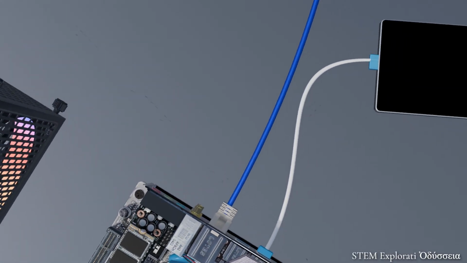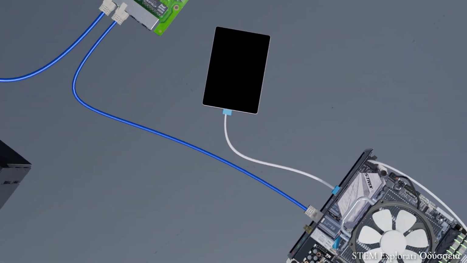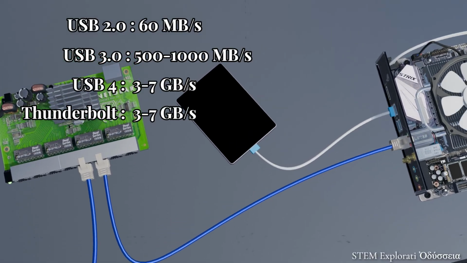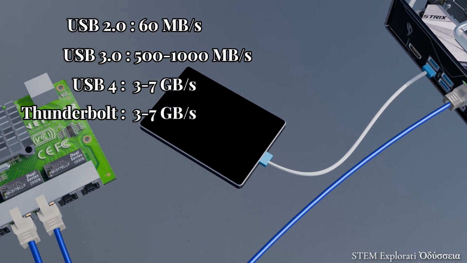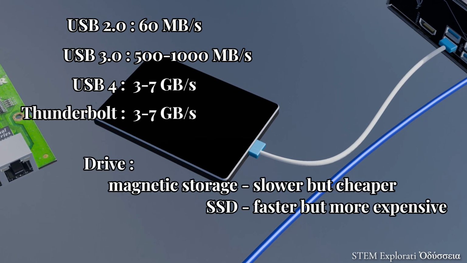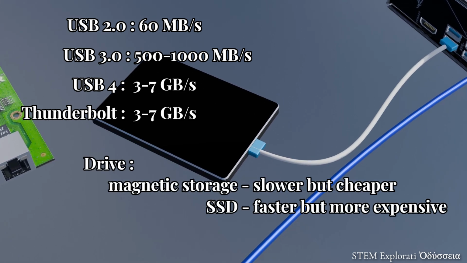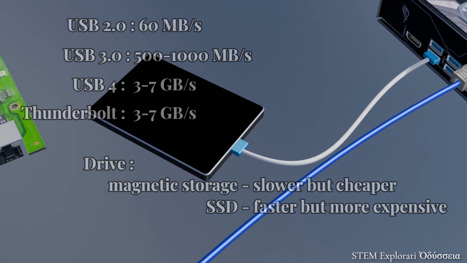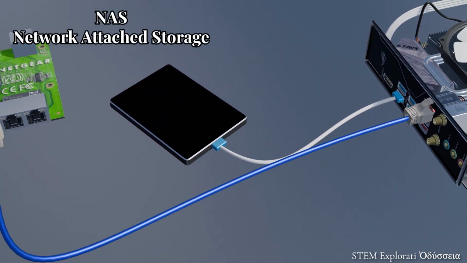Next, we have storage devices that connect via USB ports. Their speeds can vary widely, depending both on the type of USB port and the technology used in the drive itself. Next, we move on to dedicated network-attached storage devices, or NAS.